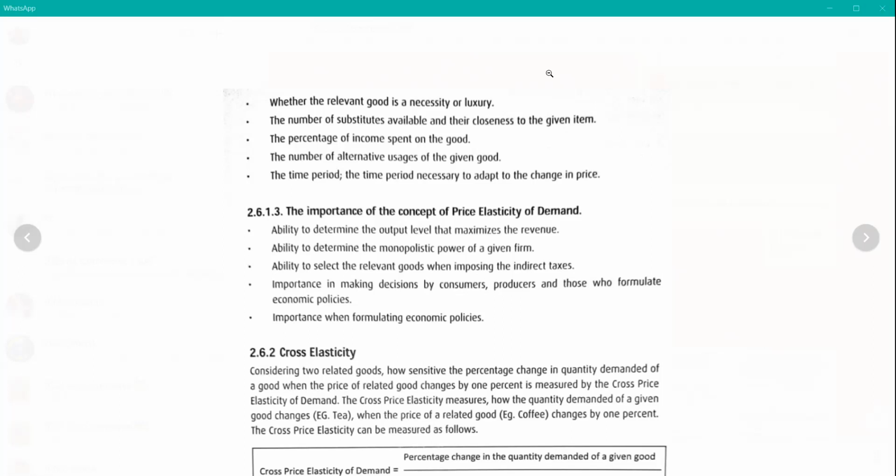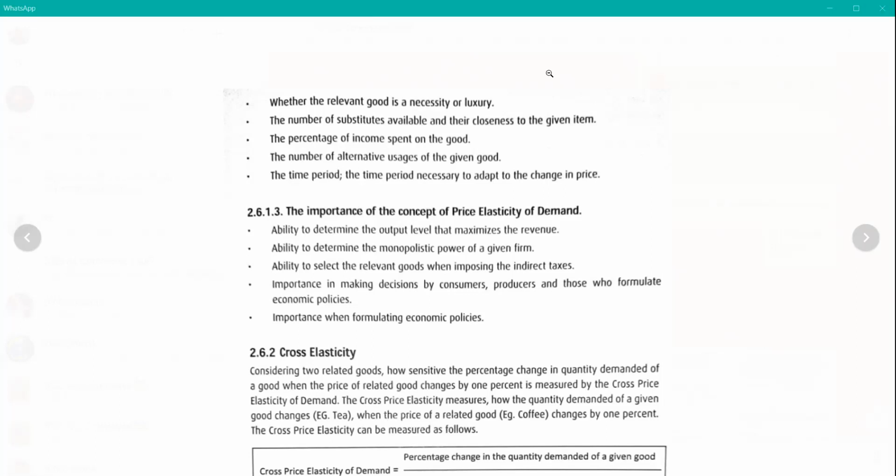Next one, the percentage of income spent on the good. If consumers spend a larger percentage, demand is said to be elastic. If consumers spend little or a small amount, the demand is said to be inelastic.